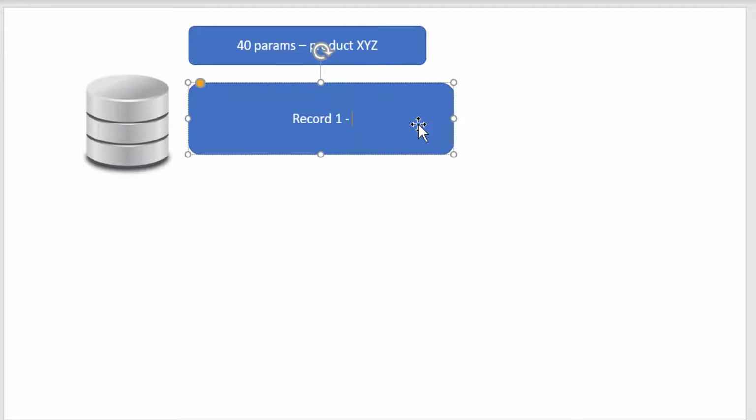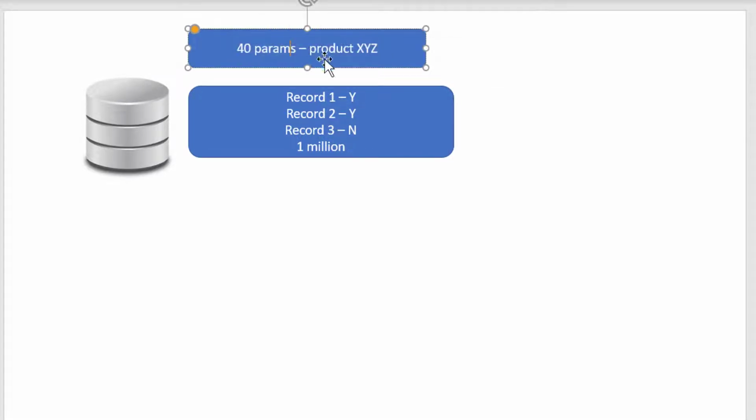Record 1, the person bought the product. Record 2, the person bought the product. Record 3, the person did not buy the product. Let's assume I have about 1 million records like this. Now I want to identify the pattern within these 40 parameters which drives whether the user would have bought the product or not.